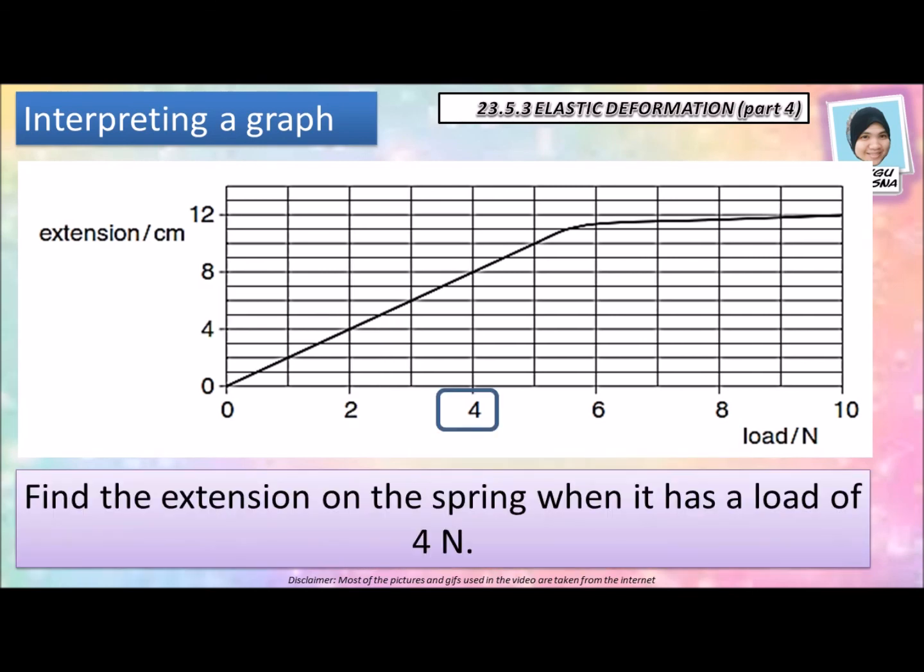Another example, find the extension on the spring when it has a load of 4 Newton. So this time we look at the load instead of the extension. So the load here is 4. So at 4, extension will be 8 cm.